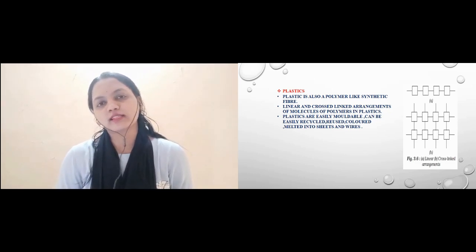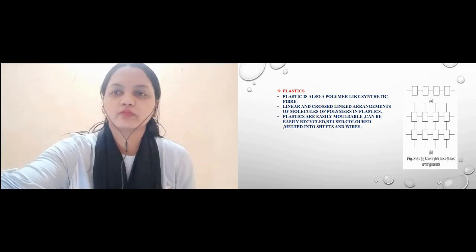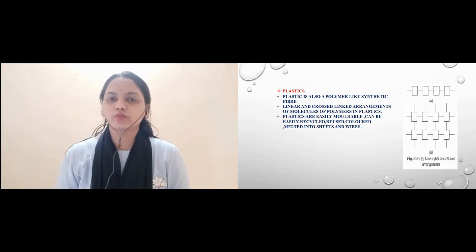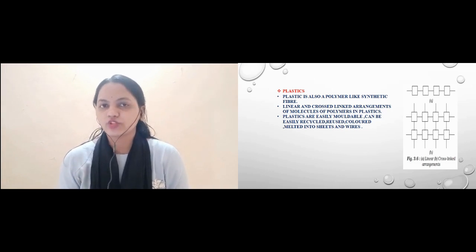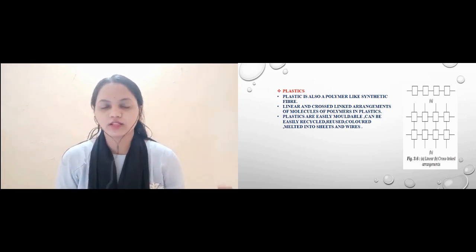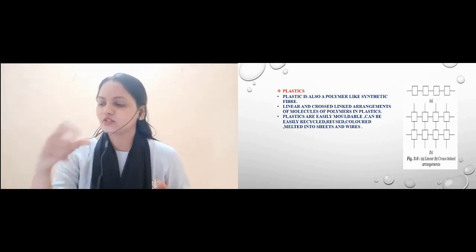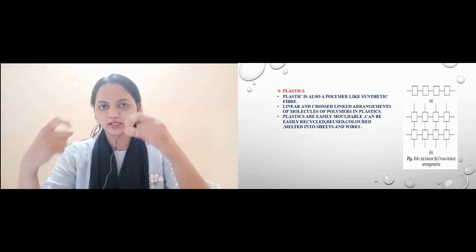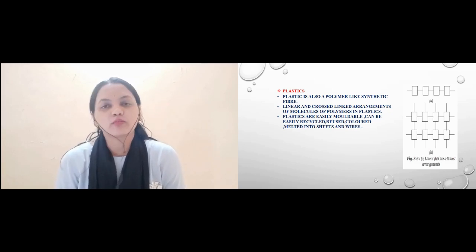In the picture you can see the arrangement of these units, which are shown as square shapes. The arrangement of these molecules is linear and cross-linked. These are the smaller units from which a plastic is made, similar to your synthetic fibers. You can see in the picture that there is a linear arrangement and a cross-linked arrangement of these molecules, and these molecules make your plastic molecule.